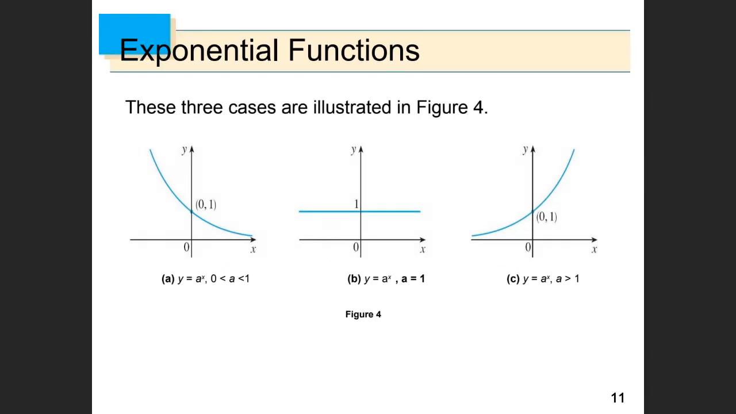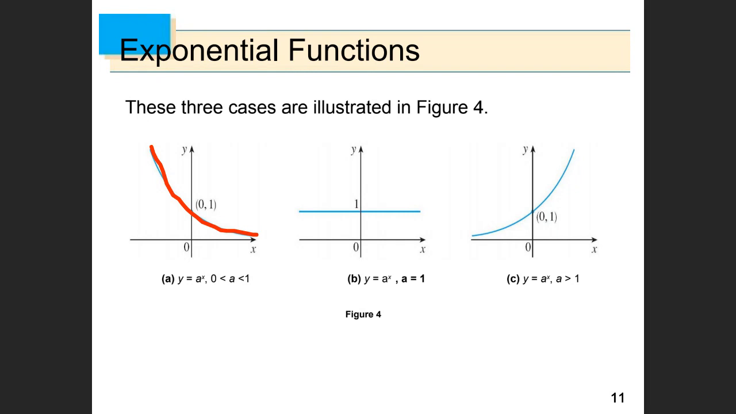Now, let's look at these three cases. The first is you have an exponential function a to the power x, where a lies between 0 and 1. We've already seen that. That is a decaying curve. You can see it's decaying. And where does it cut the y-axis? It cuts the y-axis at the point (0, 1). So when x is 0, a raised to the power 0 is 1. Any number raised to the power 0 is 1, except 0. All right. So in that case, it cuts the y-axis at the point (0, 1).